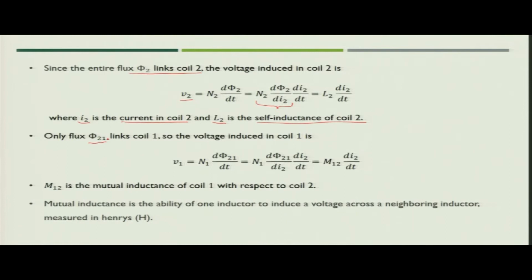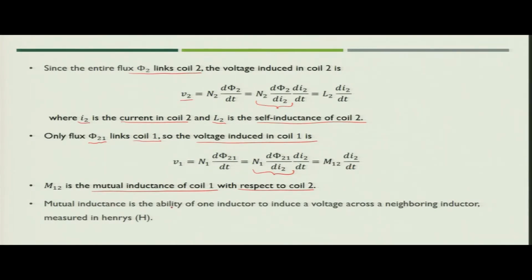Now, the phi 21 part of the flux phi 2 will link coil 1. So, the voltage induced in coil 1 because of the current flowing in coil 2 can be written as V 1 is equal to N 1 d phi 21 by dt, or you can rearrange it as N 1 into d phi 21 by d I 2 into d I 2 by dt. This will become M 12. What is M 12? M 12 is the mutual inductance of coil 1 with respect to coil 2. So, you can write V 1 is nothing but M 12 d I 2 by dt.